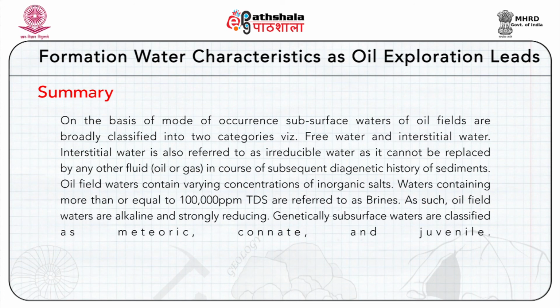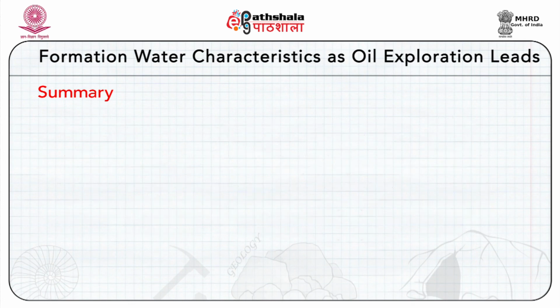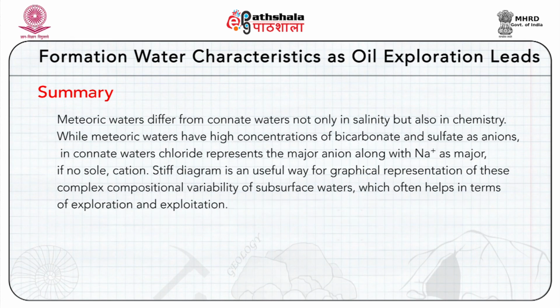Genetically, subsurface waters are classified as meteoric, connate and juvenile. Meteoric waters differ from connate waters not only in salinity but also in chemistry. While meteoric waters have high concentrations of bicarbonate and sulfate as anions, in connate waters, chloride represents the major anion along with sodium as the major, if not sole, cation. The Stiff diagram is a useful way for graphical representation of this complex compositional variability of subsurface waters, which often helps in terms of exploration and exploitation.